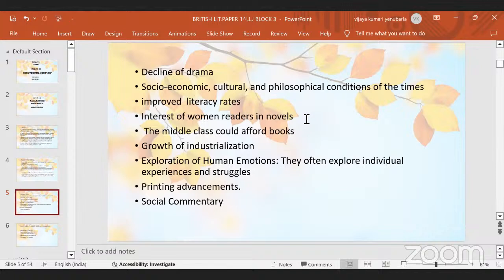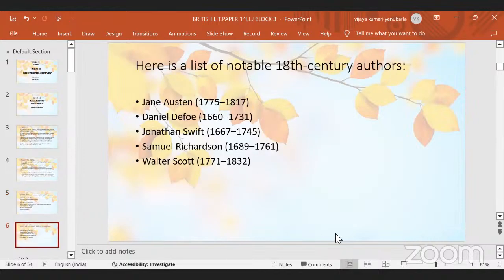Printing advancements, social commentary. So the novel acted as the best social commentary. The socio-economical, religious, political situations which prevailed, that means which existed during that time, were clearly portrayed, discussed, described, criticized, and some of the writers even went to the extent of suggesting some advice, some solutions also. There are writers like Jane Austen, Daniel Defoe, Jonathan Swift, Samuel Richardson, Walter Scott, along with Henry Fielding.